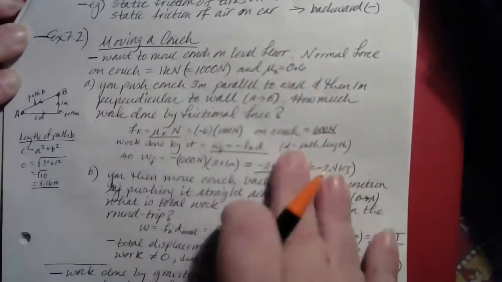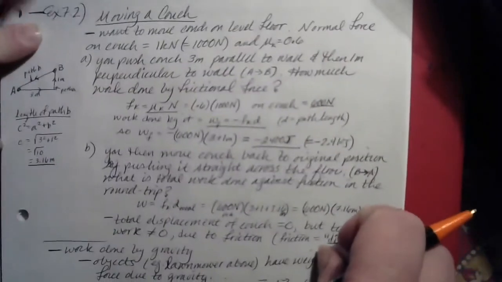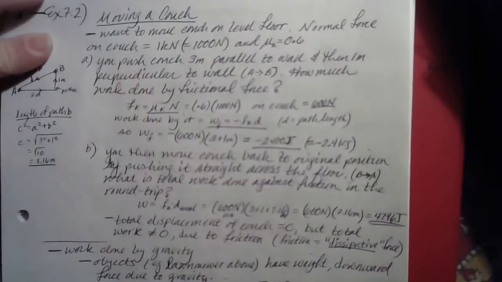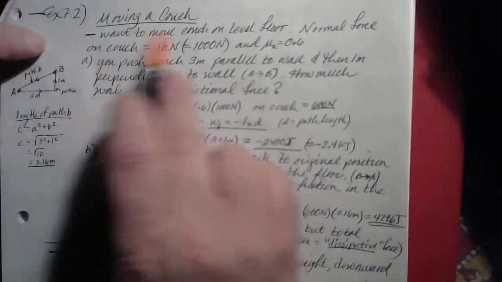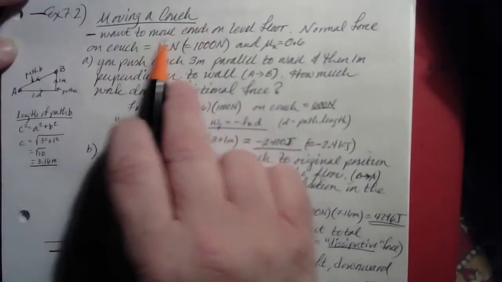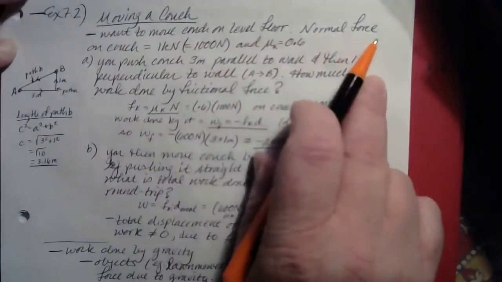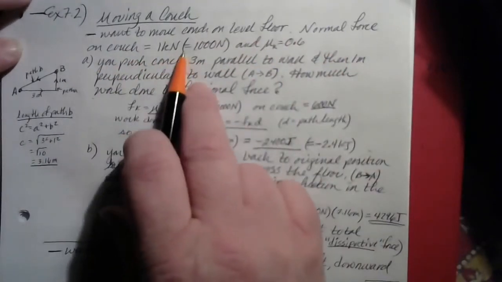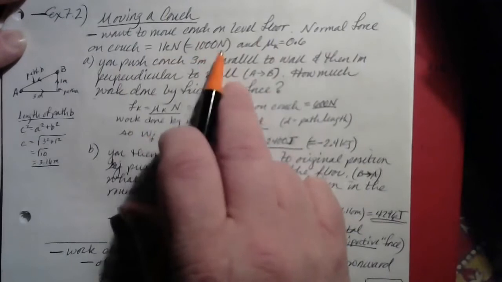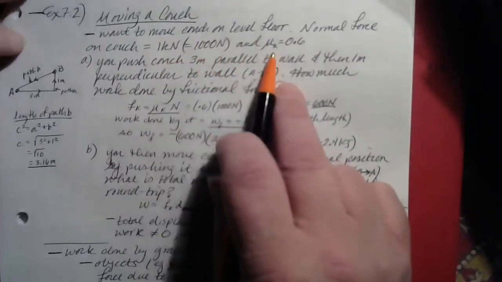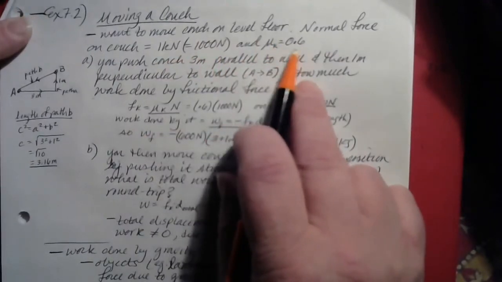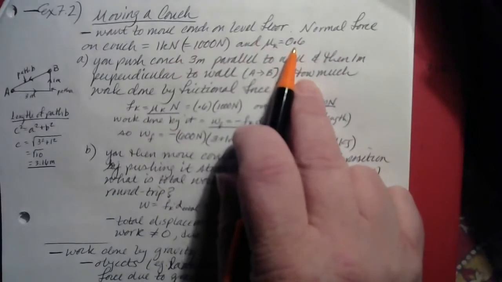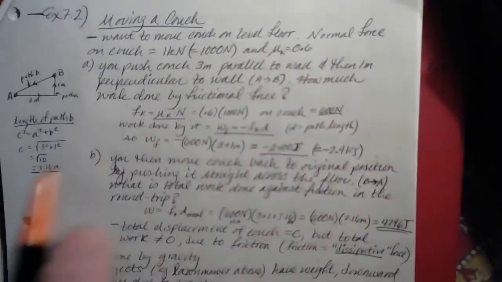So an example of calculating the amount of force required to overcome friction when something's in motion would be moving a couch. Say you want to move a couch on a level floor, the normal force on the couch is 1 kilonewton, in other words, 1,000 newtons. And the coefficient of kinetic friction of the couch on the wooden floor is 0.6.